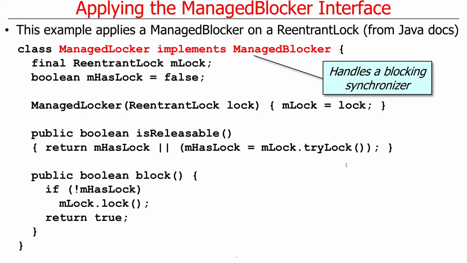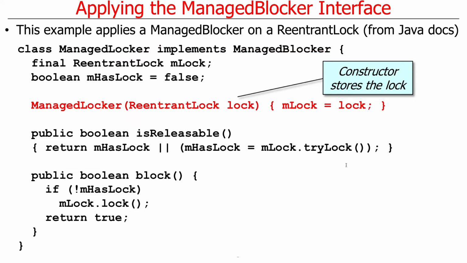So here's some examples. These examples actually come right out of the Java docs for the ManagedBlocker class. I'll just walk through and explain them in a little bit more thorough way than if you looked at the documentation. So here's a class that we might define called ManagedLocker. And ManagedLocker implements ManagedBlocker, because ManagedBlocker is an interface. And this is going to be used to handle a blocking synchronizer.